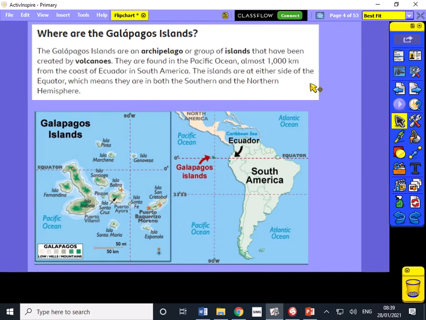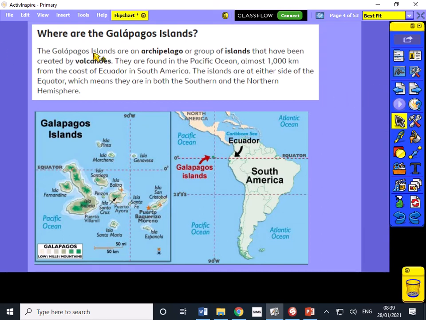Right, so this week we've had a bit of a change to literacy. So rather than spend 2 weeks or 3 weeks writing one piece of work, we're going to do it a week at a time. So literacy this week is only going to be very short. And we're going to look at a place called the Galapagos Islands.